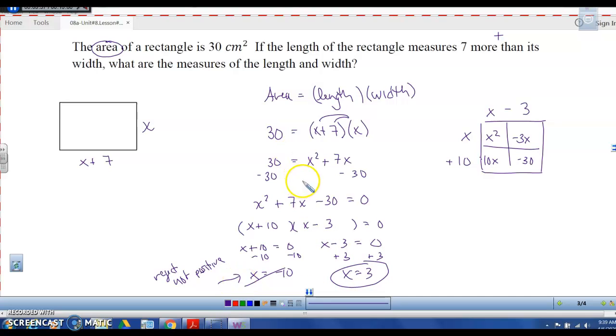Now make sure you go back and answer your question. What's the measure of the length and the width? Well, x equals 3 is going to be the width, and the length is going to be 3 plus 7, which is 10. All right, and notice that area does give you 30. 10 times 3 does equal 30. So sometimes you may get an answer that you can't use. Be very careful to pay attention to what the question is asking and what kind of answers you can have for that kind of question.